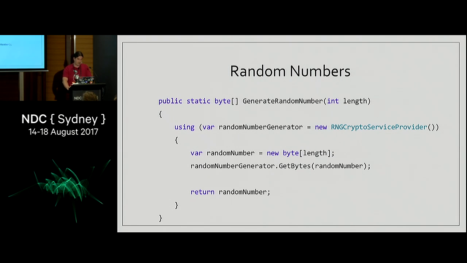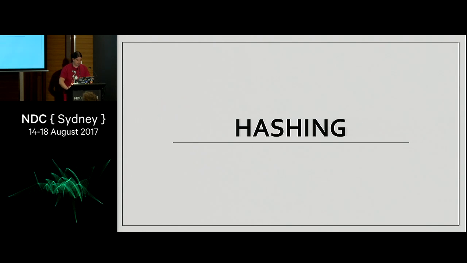We create an instance of RNGCryptoServiceProvider, we create an array, and we call GetBytes. We pass in the array that we want filled, which is 32 bytes, for example, and then it gets filled with random data. That's typically what we're going to use to generate encryption keys throughout the rest of this talk.